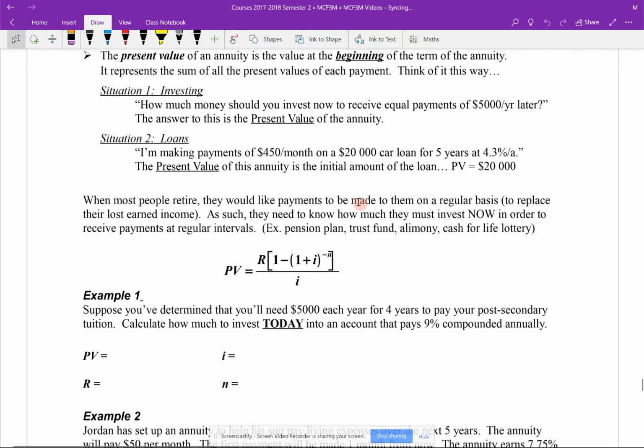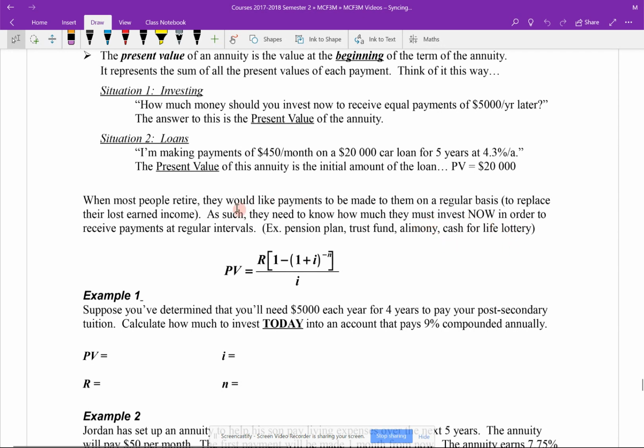Okay. So another common situation is when people retire, they would like to have payments made to them on a regular basis so that they can replace the lost income. So they need to know how much they need to invest now in order to receive payments at regular intervals. So this is how pension plans work, or trust funds, or even your education amounts. Or even things like cash for life lotteries, where you're getting regular payments throughout a period of time.